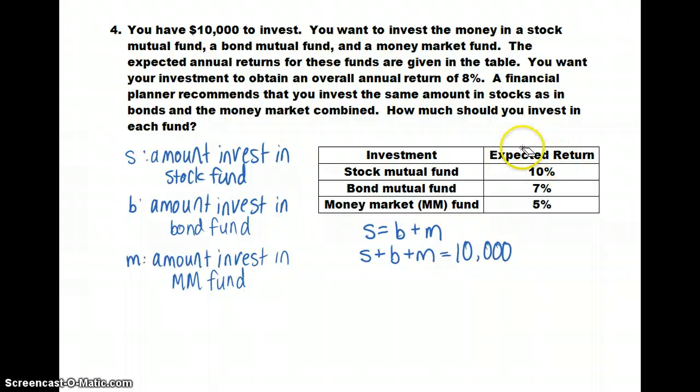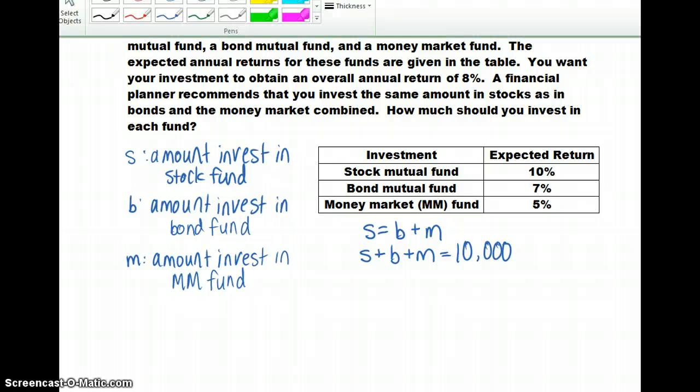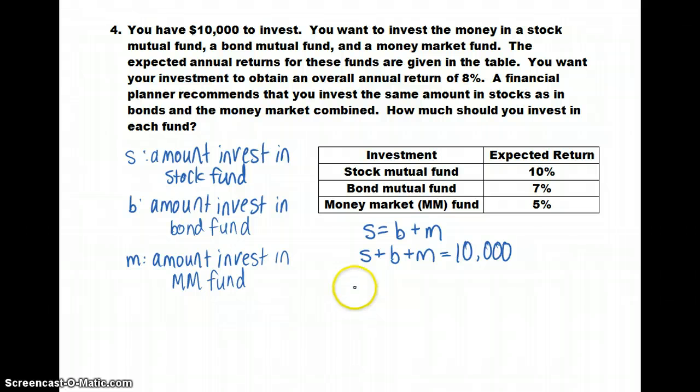Using the table, we know the expected returns on each investment, so we can set up this third and final equation. Like I said before, the return on the stock mutual fund is 10%. Therefore, of what we invest in the stock fund, our return would be 10% of that. So we can write it as 10%, which we're going to put into decimal form, so 0.10, and 10% of the amount we invest in stock, which is S. So we've got part of our return.